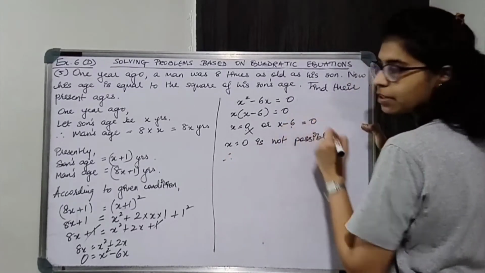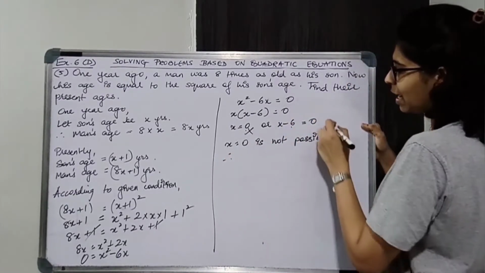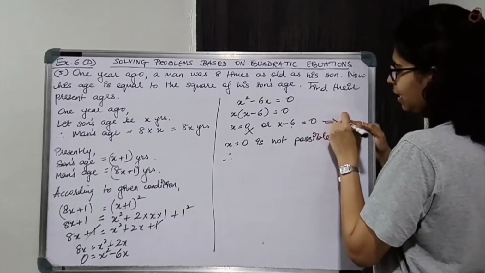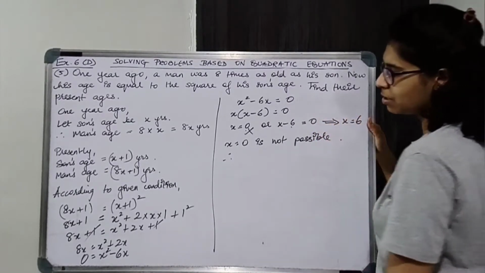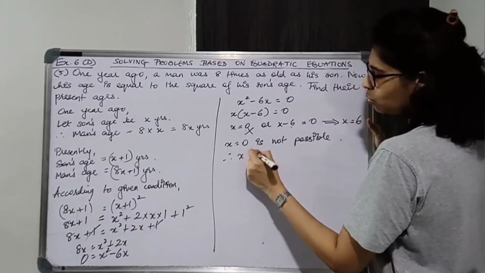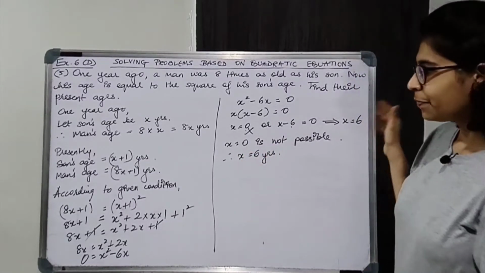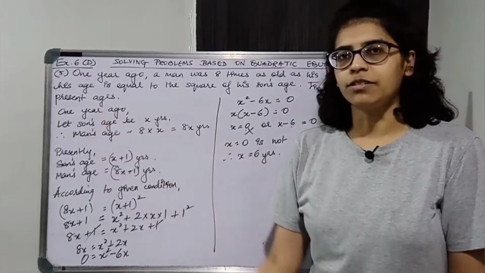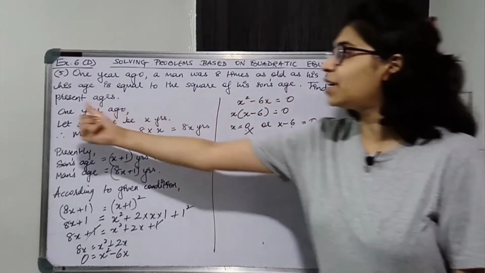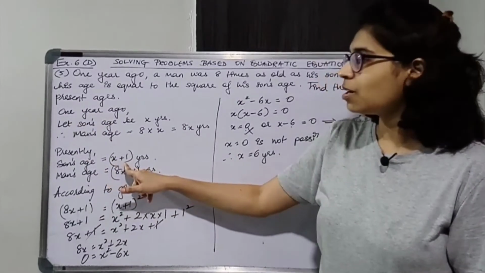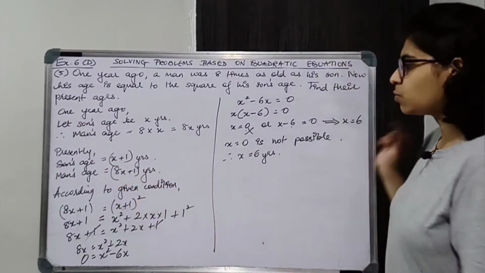Therefore x minus 6 is equal to 0. That is, we will get x is equal to 6. So x is equal to 6 years. Okay. Now this was the age 1 year ago. We need to find the present ages. What are the present ages? x plus 1 and 8x plus 1.